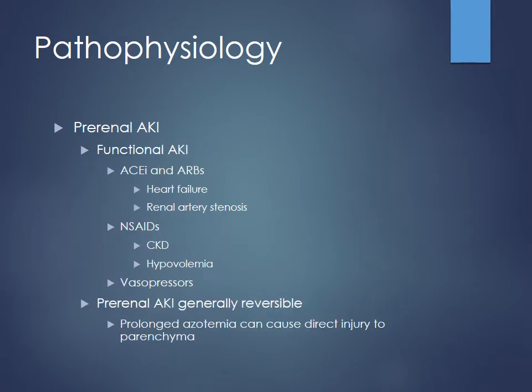So again, functional acute kidney injury, ACE inhibitors and ARBs are probably going to be the biggest cause for this. Patients with heart failure already are going to have problems with managing their fluids anyway, so this can compound that. And obviously NSAIDs are going to be another big one we've already mentioned here. Vasopressors are kind of interesting. So can you guys think of any vasopressors you might use for patients?